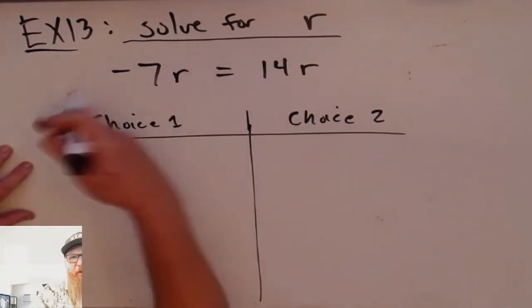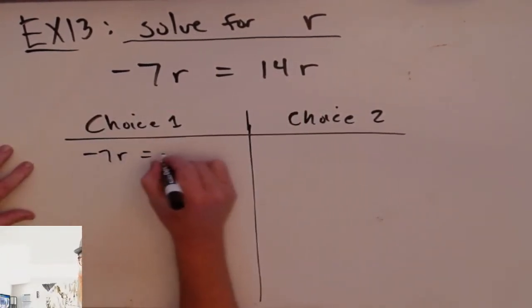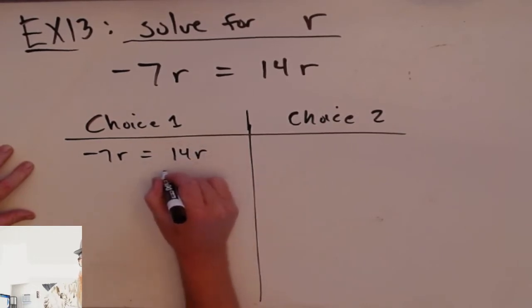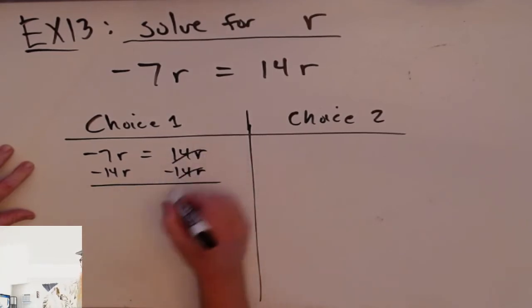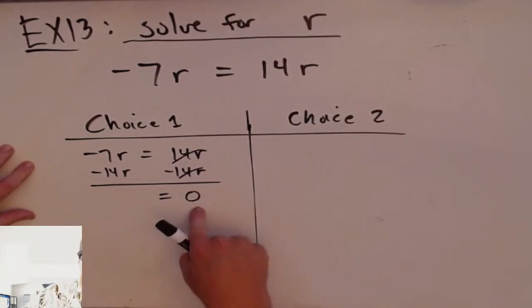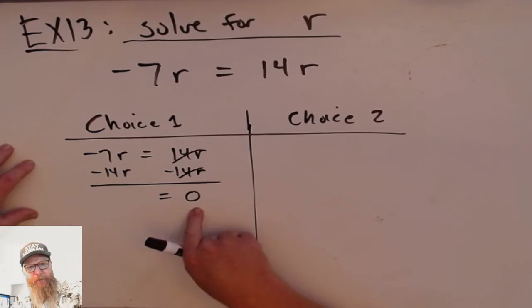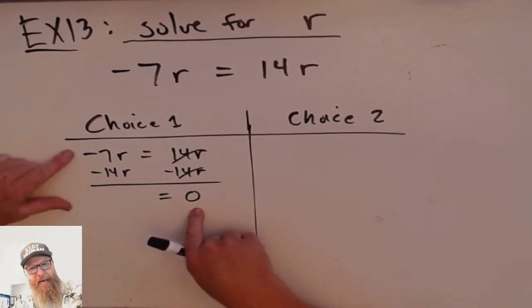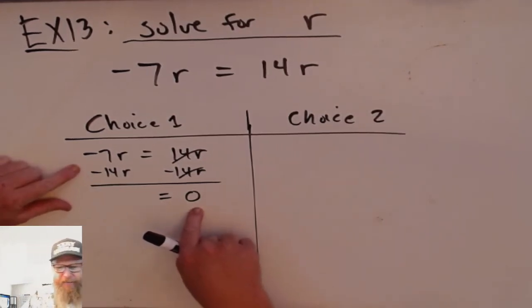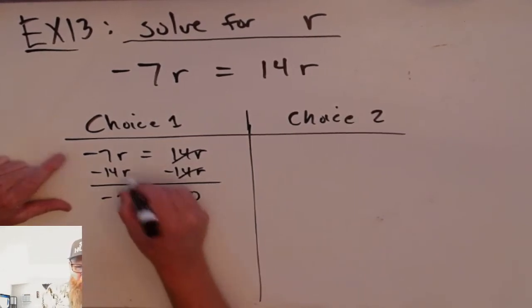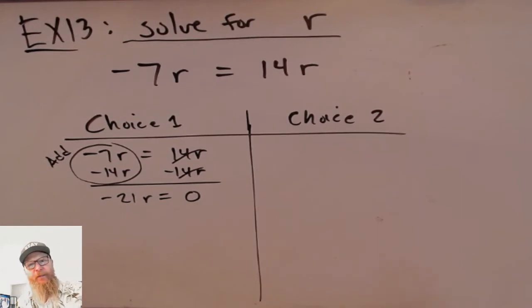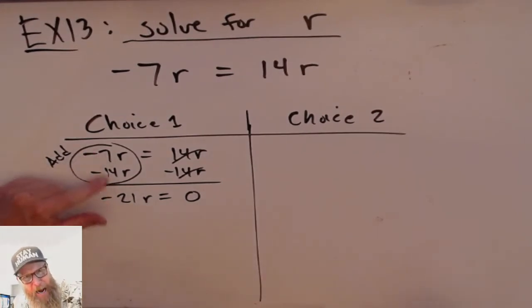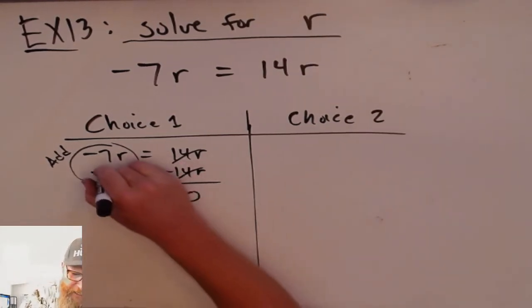All right, it's up to you. If you want to move your variables to the left, you go like this. Minus 14r, minus 14r. Make sure you put a 0 on this side. If everybody's gone, put a 0. And then you're going to add the two negatives. So that's going to be negative 21r. Make sure that you add them. I mean, you're technically subtracting them, but really in your mind, it's 7 plus 14 when you're actually doing the math.